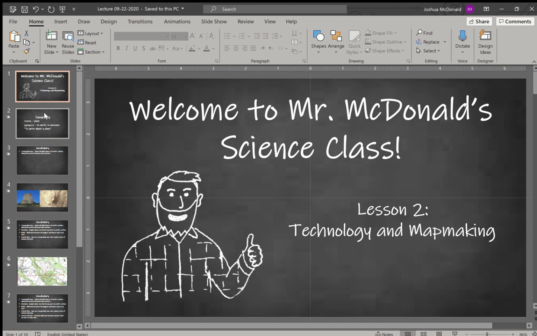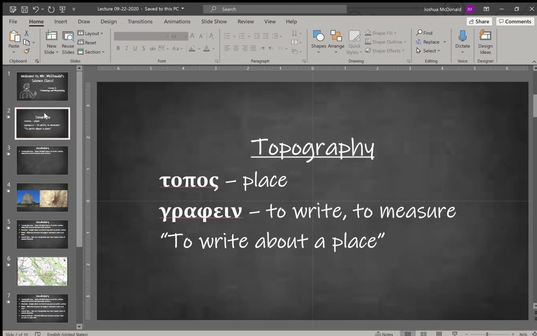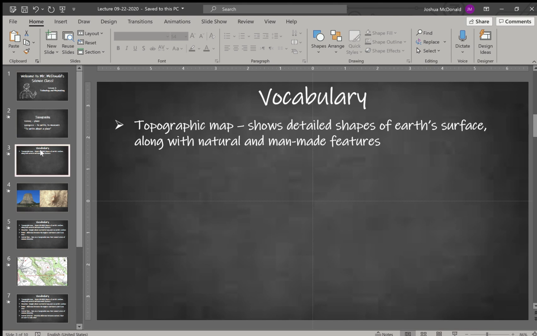So the word topography actually comes from two different Greek words. You get a little bit of a Greek lesson here. You have the word topos, which means place, and again from the word graphein or grapho, meaning to write or to measure. So topography literally is to write about a place. Now, when you have a map that shows the detailed area of the Earth's surface, the detailed shapes, it's called a topographic map.